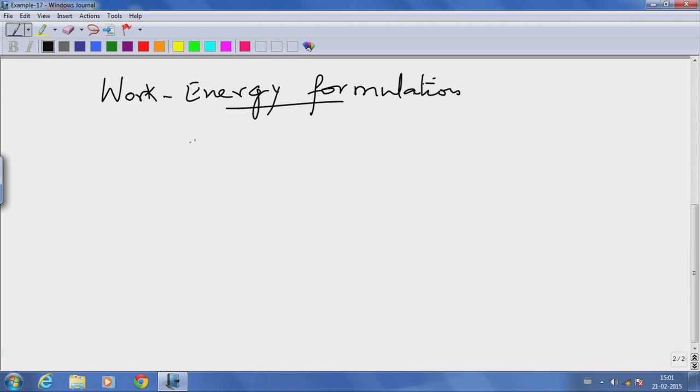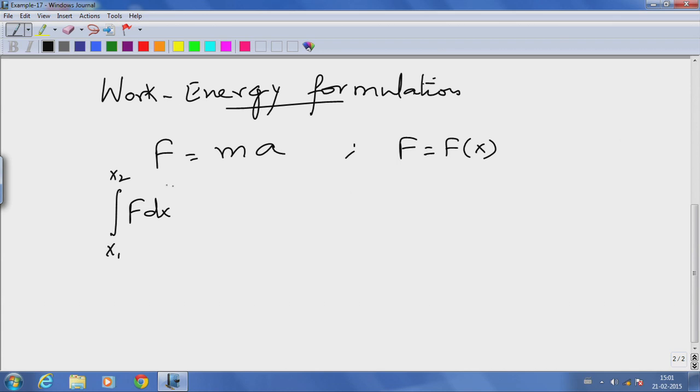The basic principle is as follows: you still start with Newton's second law, and let us say in a general case F is some function of a spatial coordinate. For that situation, I do an integration of this from some initial location of the body x1 to a final location of the body x2, and do the same thing on the right hand side.